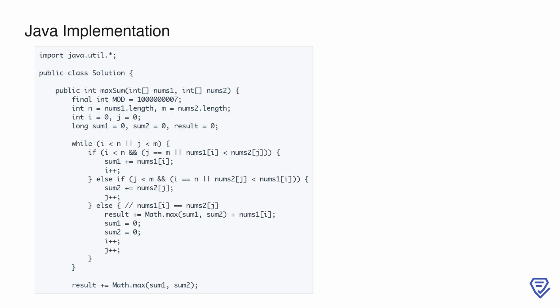The while loop forms the core of the algorithm, running as long as there are elements left in either array. Within the loop, we compare elements at the current pointers. If the current value in nums1 is smaller, we add it to sum1 and advance the pointer i. Similarly, if the value in nums2 is smaller, we add it to sum2 and move j. When the elements at both pointers are equal, this marks an intersection point. Here, we add the greater of the two sums, sum1 or sum2, to the result, along with the common value at the intersection. Then, we reset both sums to 0 and advance both pointers to continue exploring further.